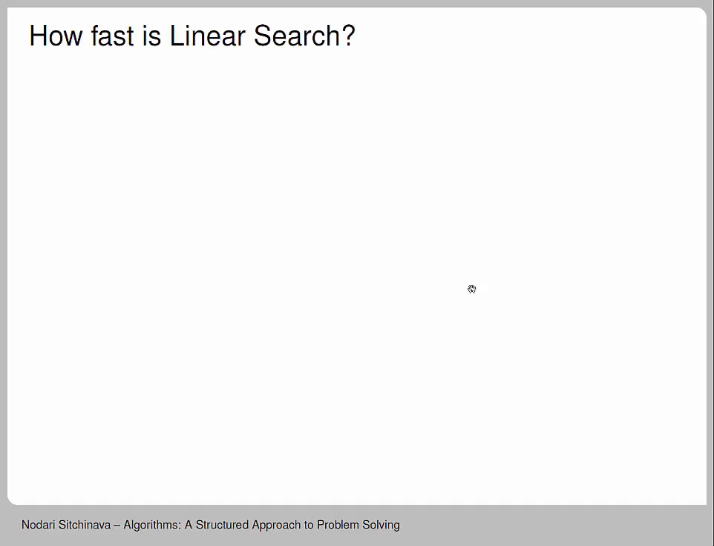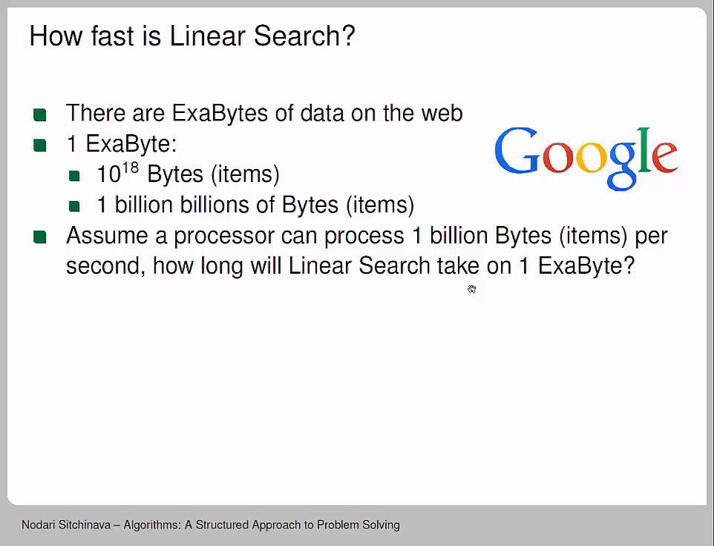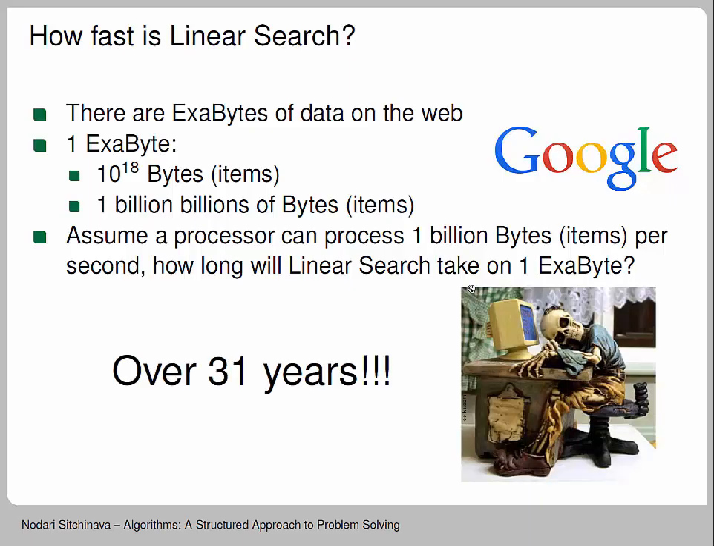So how fast is linear search? Can we do any better? Well, the problem Google tries to solve, searching for documents on the web, deals with a lot of data. There are several exabytes of data on the web these days, where 1 exabyte is 10 to the power 18 bytes, which is approximately the number of items on the web. That is about 1 billion billions of bytes. How big is this? Assume you have a processor that runs at 1 gigahertz frequency, which means it can process about 1 billion items per second. How long will linear search take on such large data as 1 exabyte? The answer is about 31 years. I don't think any user will be willing to wait 31 years for Google to return an answer to each query they type in the Google search bar.